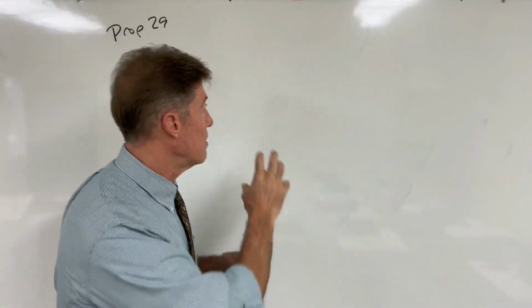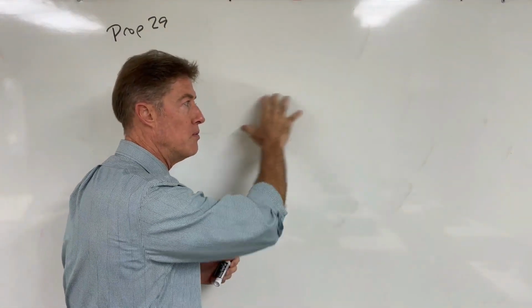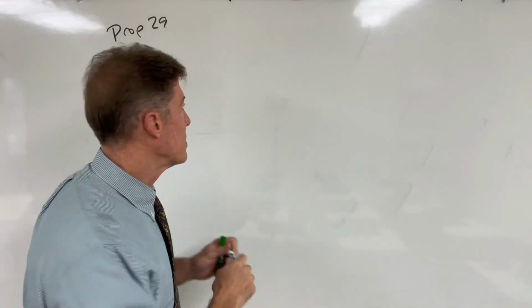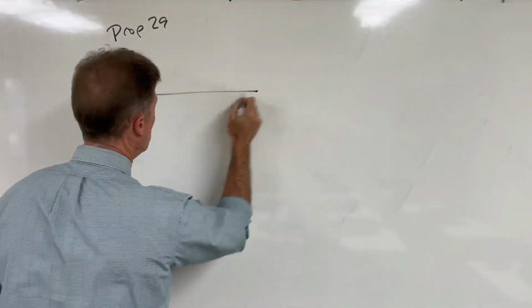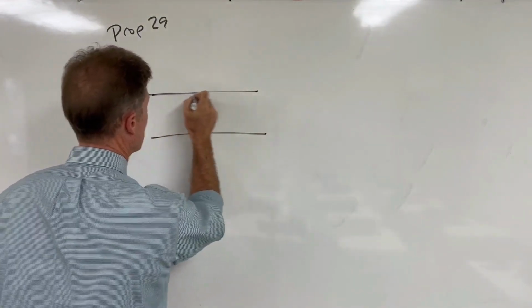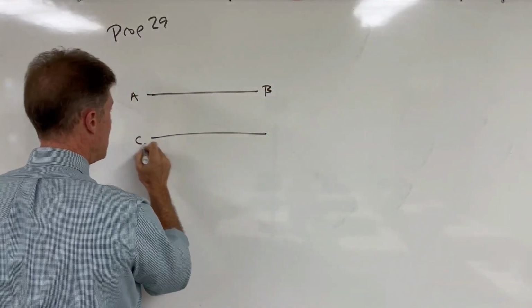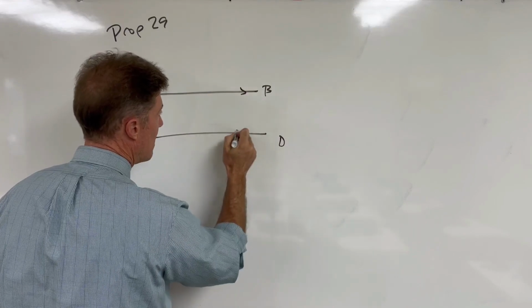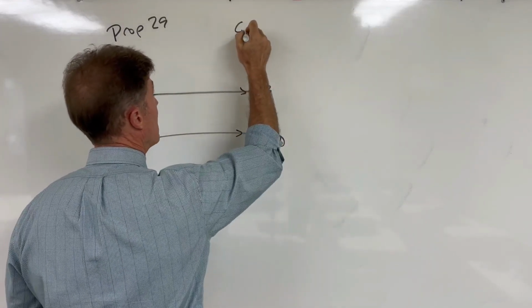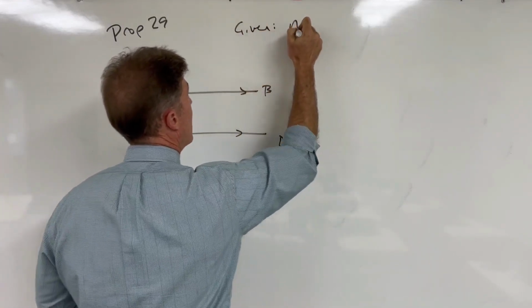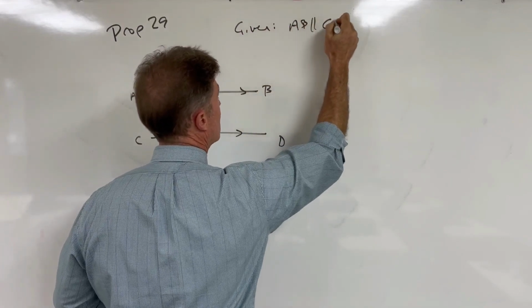Remember there we started with equality of angles and we proved parallel lines. Well, now we're going to start with parallel lines and prove the equality of these various angles. So let's start with two parallel lines, AB and CD, and it's given that they're parallel. This is my sign for parallel. So here's our given: AB is parallel to CD.